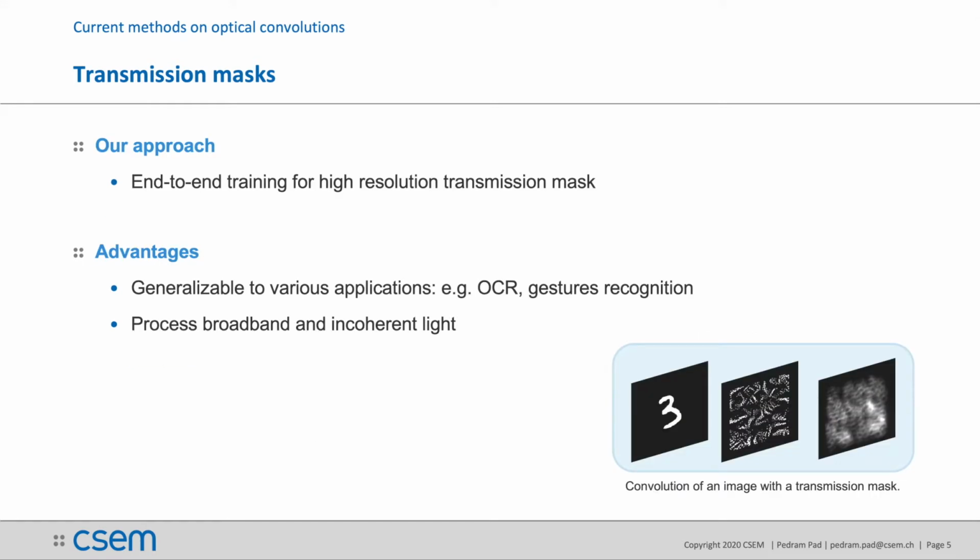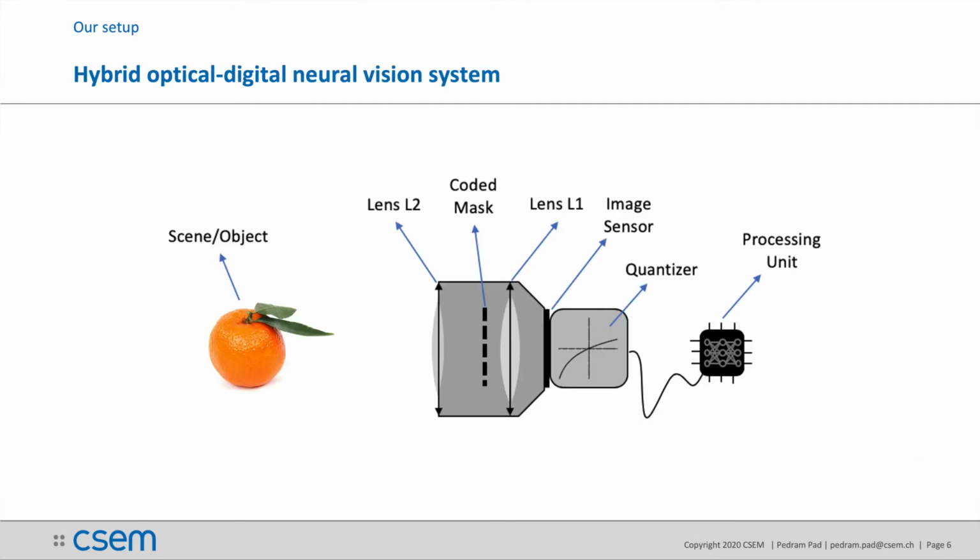In this work, we propose a generic approach for optical convolution based on high-resolution transmission masks that are suitable for practical machine vision applications. The mask is tailored for the application at hand in a data-driven fashion. The light emitted from the object passes through a two-lens optical setup having a coded transmission mask at a certain point in the middle of two lenses. The convolution of the scene and the mask reaches the image sensor.